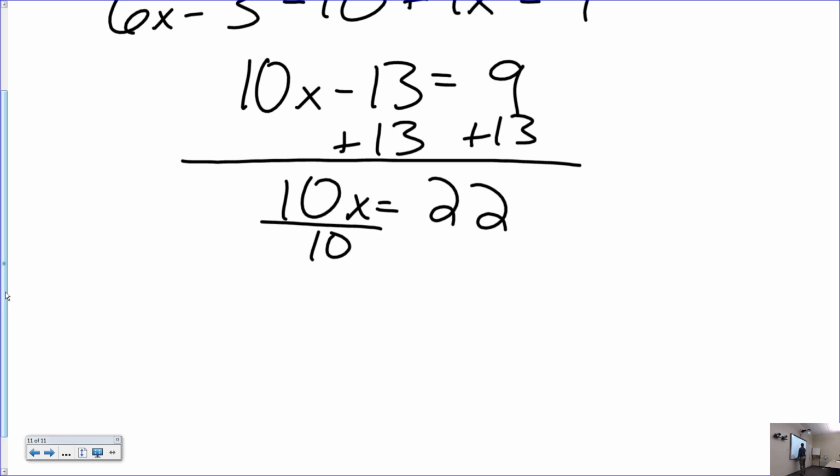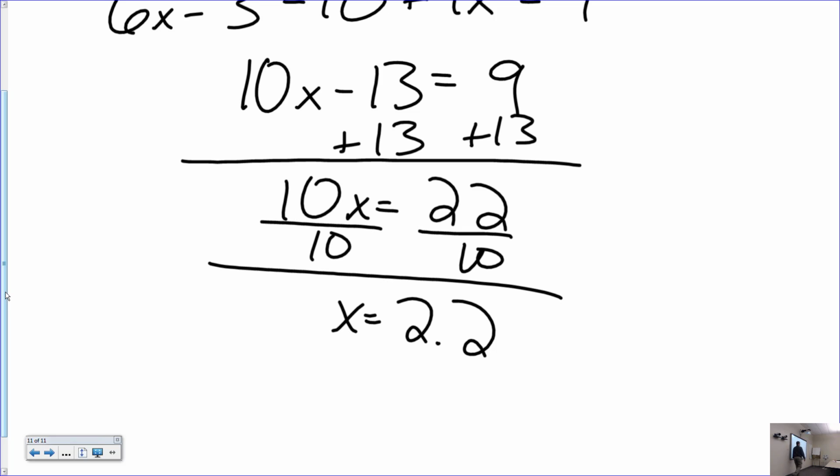What's 22 divided by 10? 2.2. X is 2.2. That's about as scary as it's going to get, okay? We're not going to go into really deep algebra, all right? Not bad?